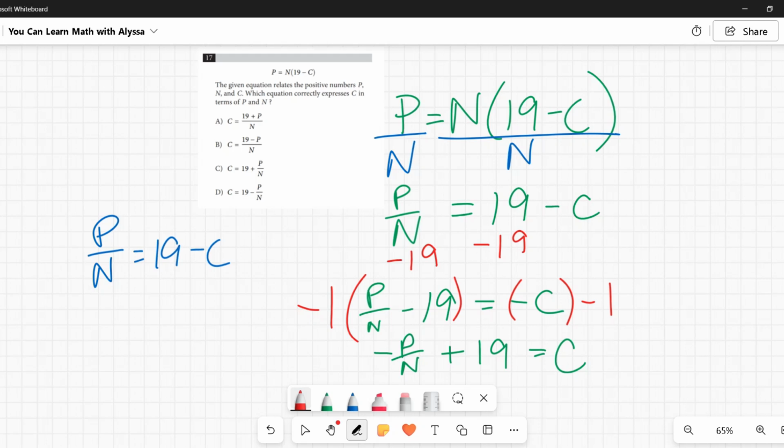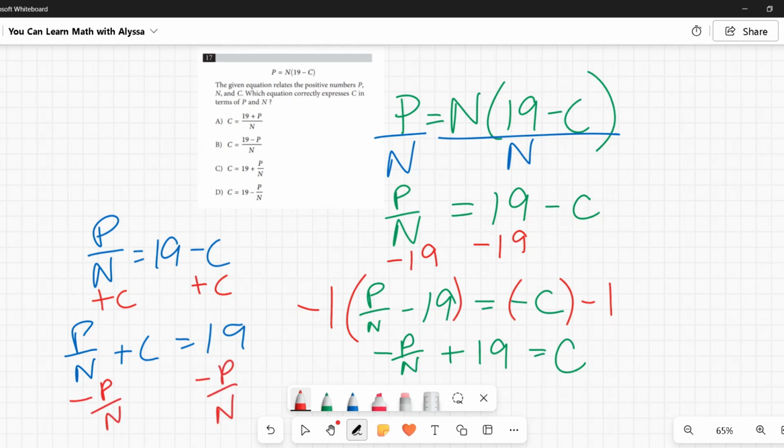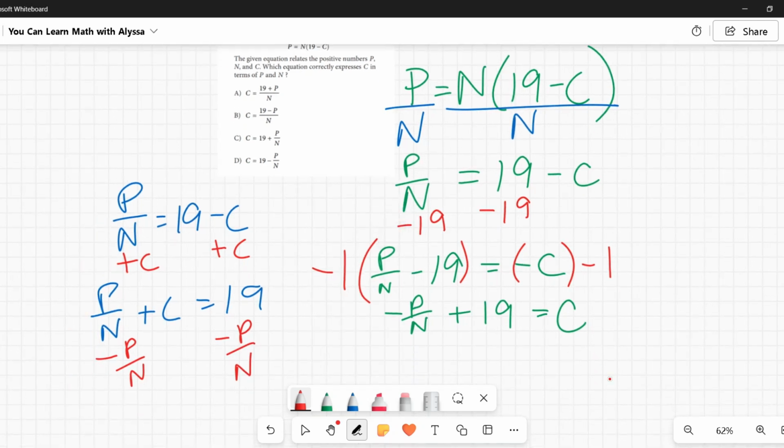All right, so on the left we have p over n equals 19 minus c. In this version, I'm going to make c positive by adding c to both sides, which I can do. And then I have p over n plus c equals 19. Now I need to get rid of that positive p over n, so I'm going to subtract p over n from both sides. And I end up with c equal to negative p over n plus 19. And look there, I've got the same thing both ways.